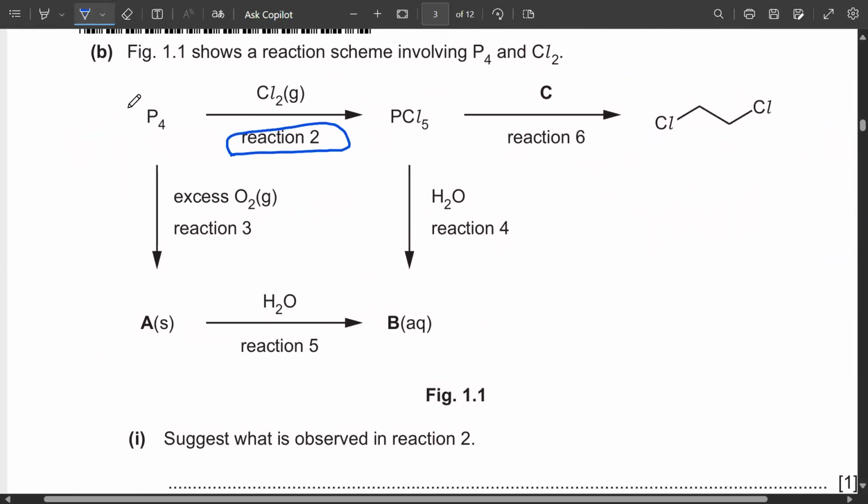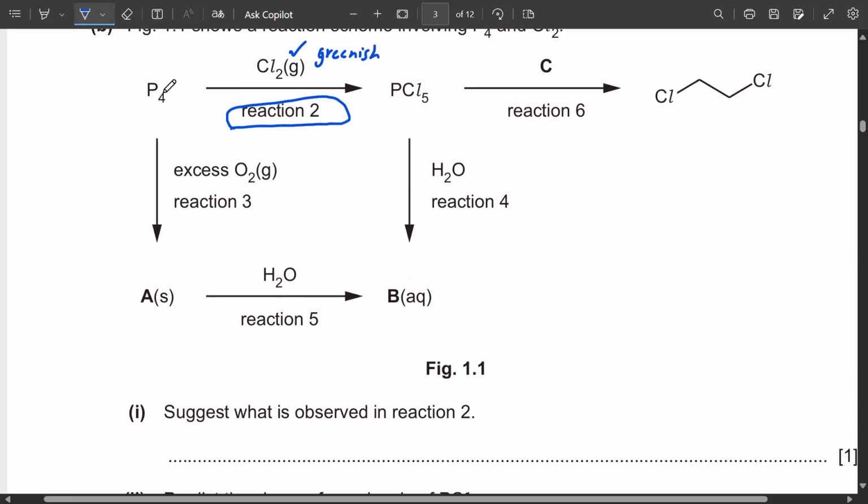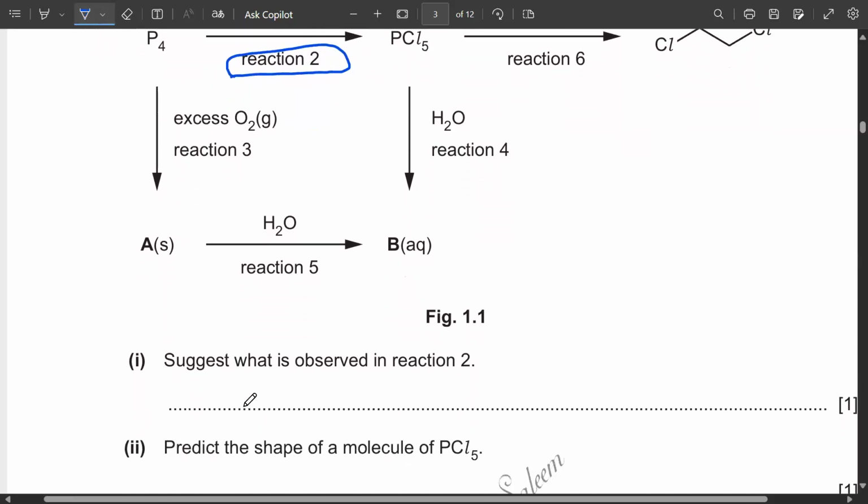What is observed? We can see here that chlorine is a gas which has a greenish yellow color. It is a greenish yellow gas. So the gas is now disappearing when it reacts with P4 to make PCl5. So what we can see here is that the green gas disappears.